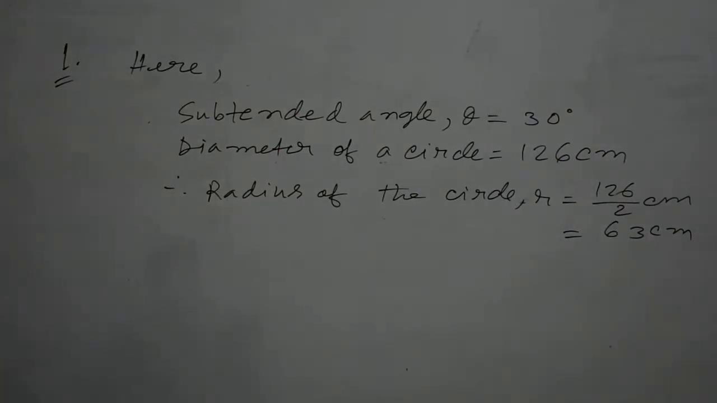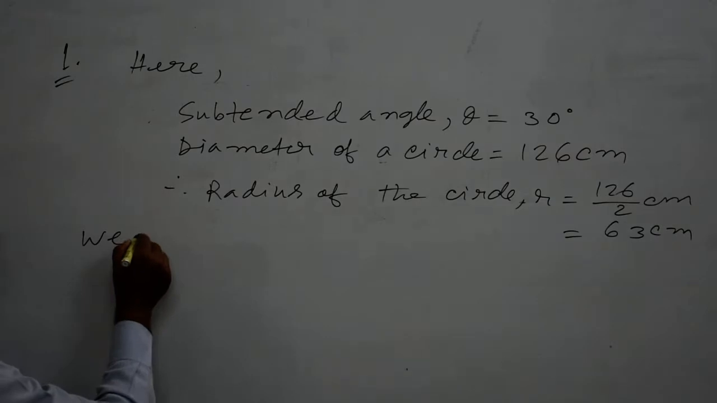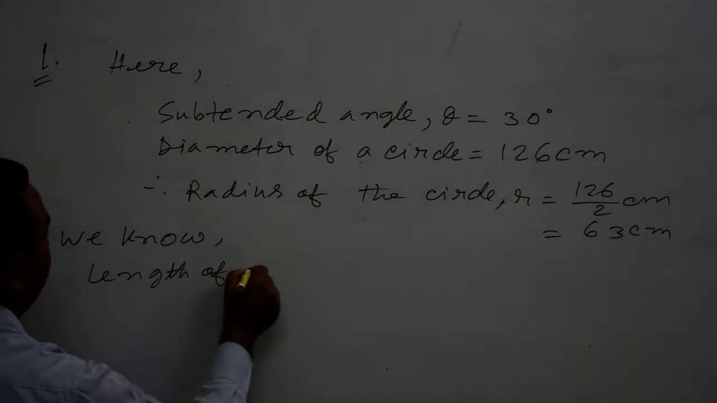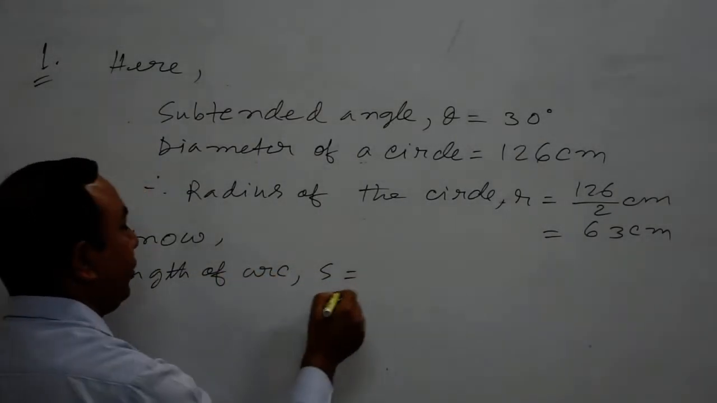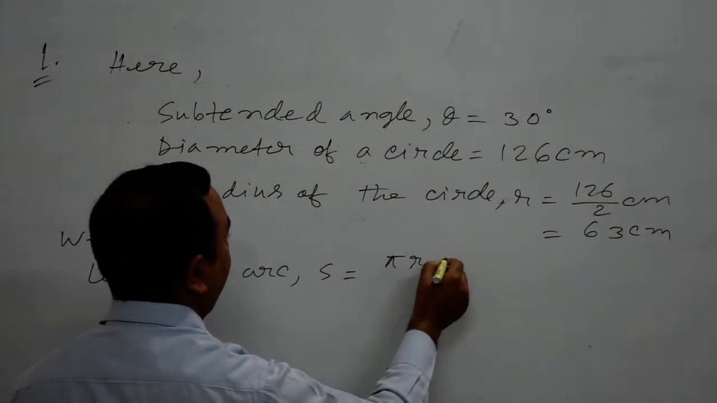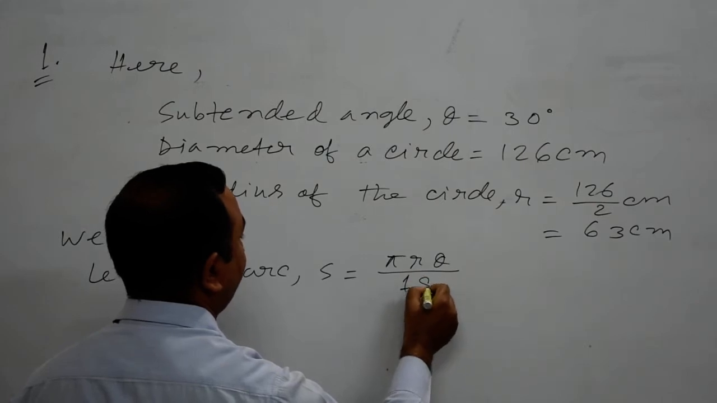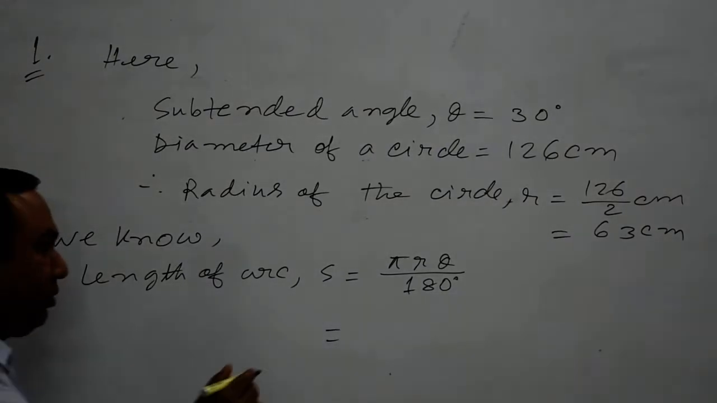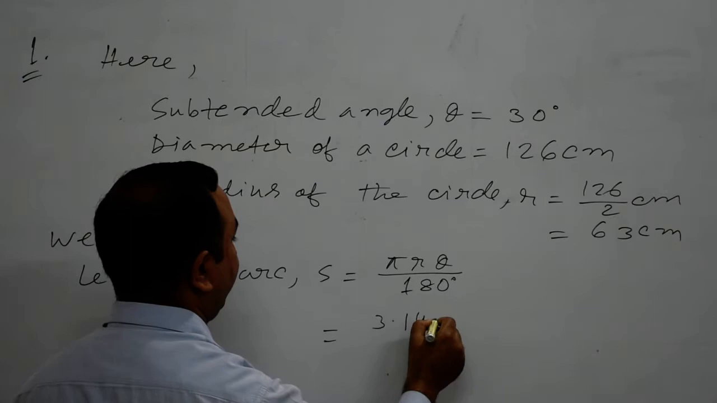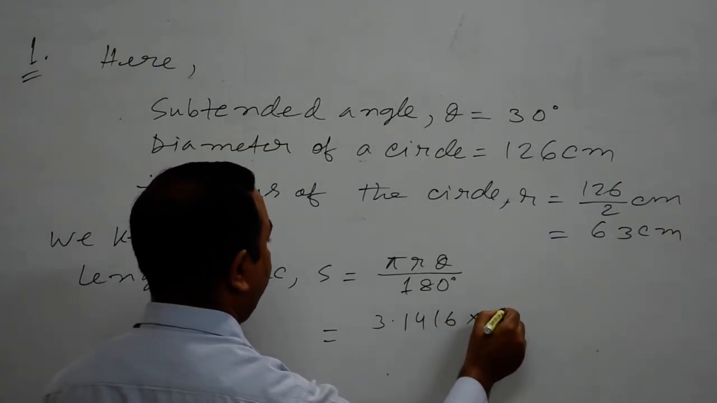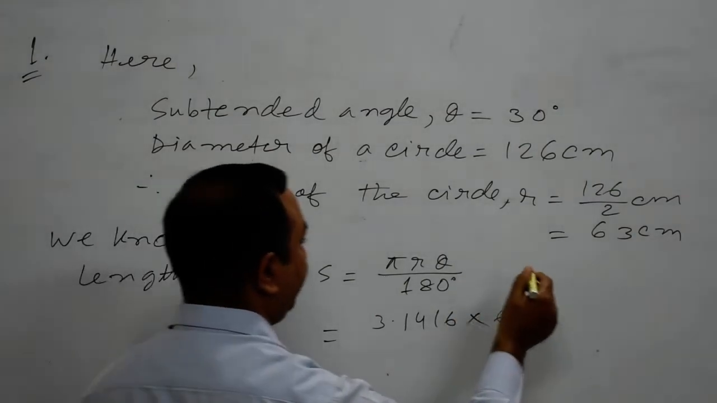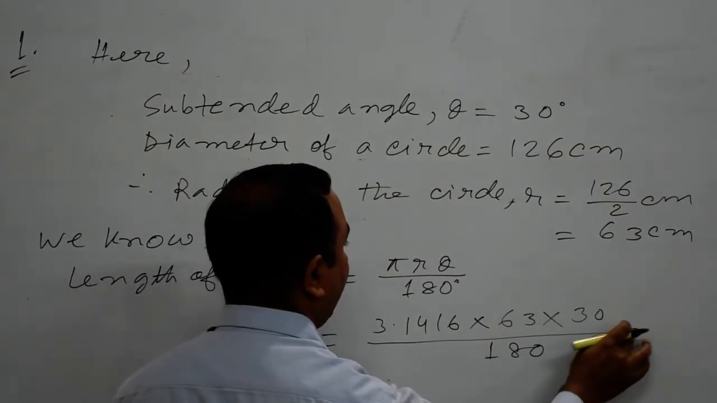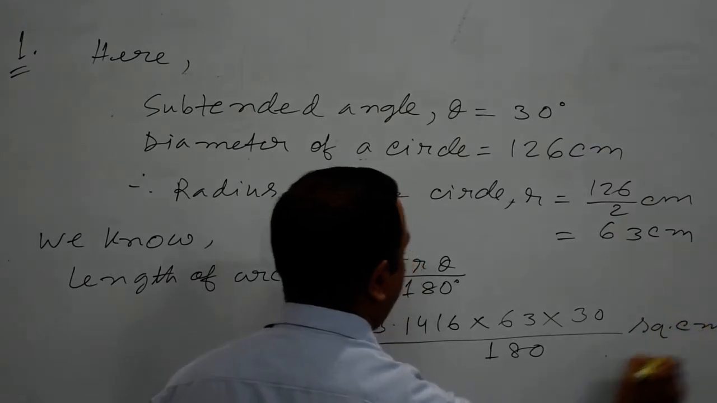So what is wanted? The length of the arc. We have already learned the formula. The length of the arc S equals, I am writing this formula, 2 pi R theta by 360, that is pi R theta by 180 degree. Now substitute the values. So what are the values? Instead of pi, you can write 3.1416, radius equals 63 and theta equals 30 degree. You can omit degree from both angles, just write this way. Then the unit will be centimeter. So what will be the result?